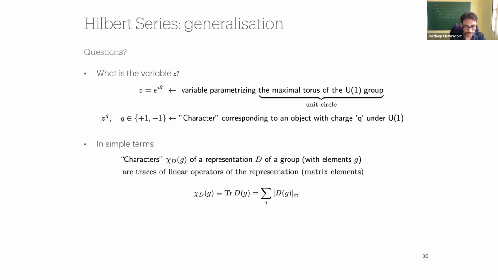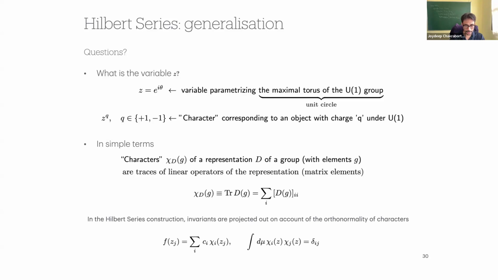So the character for a given group is basically the trace of the irreducible representations. This is an abstract definition, and it is not very useful for computation. So we'll translate this language into more working knowledge. So how to do that?